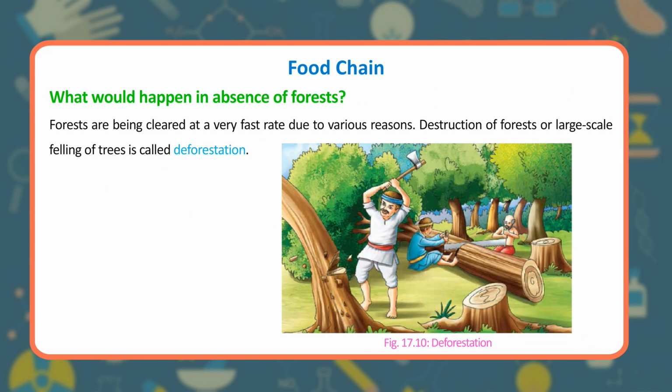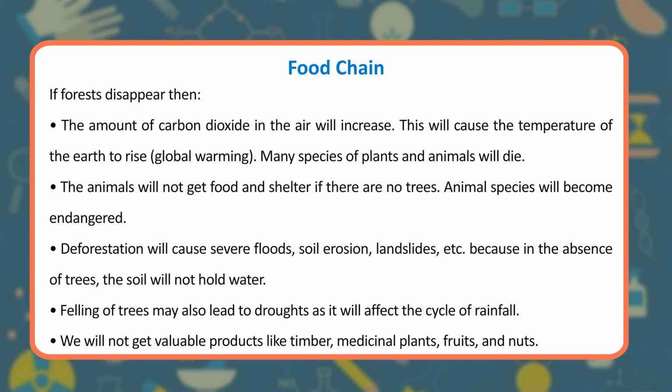What would happen in absence of forests? Forests are being cleared at a very fast rate due to various reasons. Destruction of forests or large-scale felling of trees is called deforestation. If forests disappear, then the amount of carbon dioxide in the air will increase. This will cause the temperature of the earth to rise, global warming.